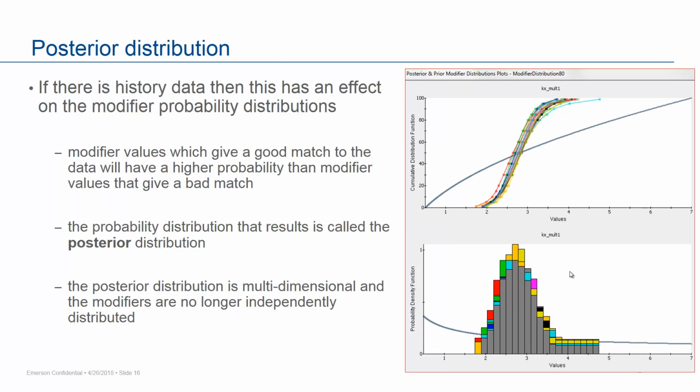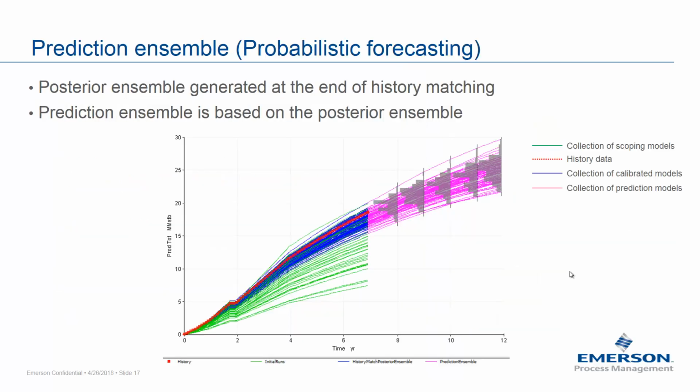What is posterior distribution? Posterior distribution is a conditional probability distribution. So for example, what is the probability of something given an event has occurred, right? So the modifier values which give a good match to the data will have a higher probability than the modifier values that do not give a good match. And when we calculate the confidence interval for the future forecast, for the prediction, we do take into account all these runs. All right. Moving on.